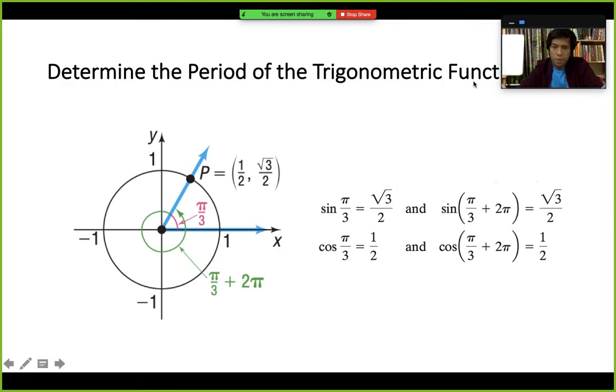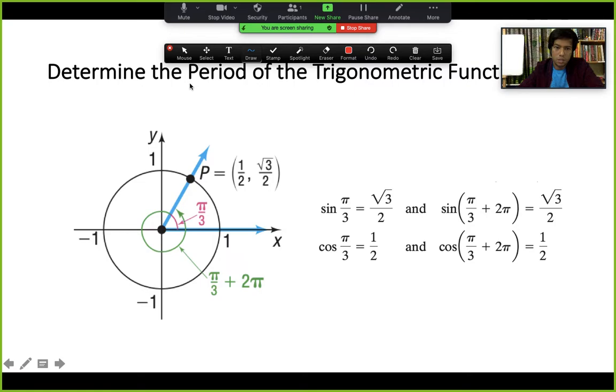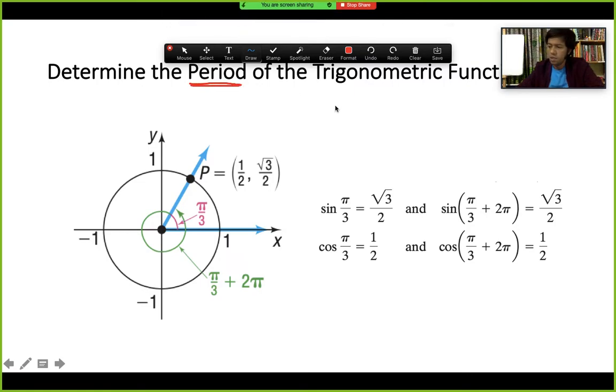First of all, determine the period of trigonometric functions. So the first question is, what is a period? Suppose instead of trigonometric functions, we say the period of something, what does it mean? If something comes after a certain time, if anything comes back again and starts over, then we call this a periodic motion, a periodic thing.